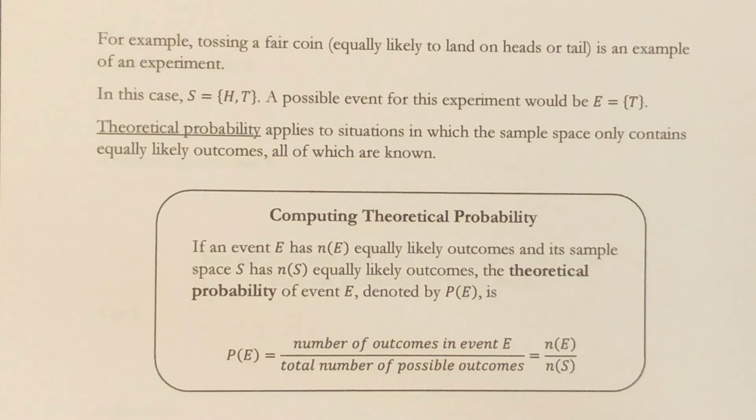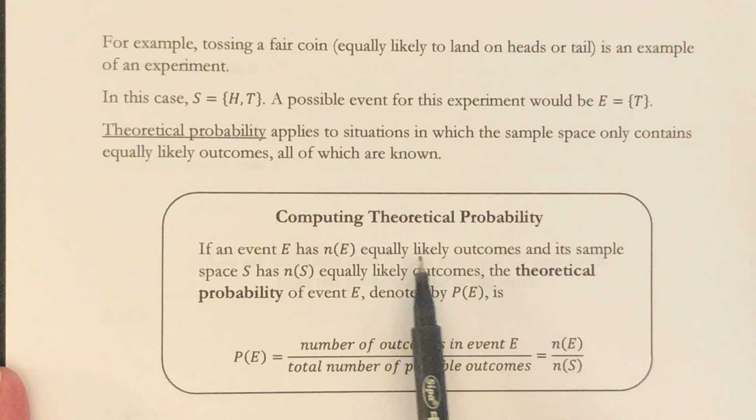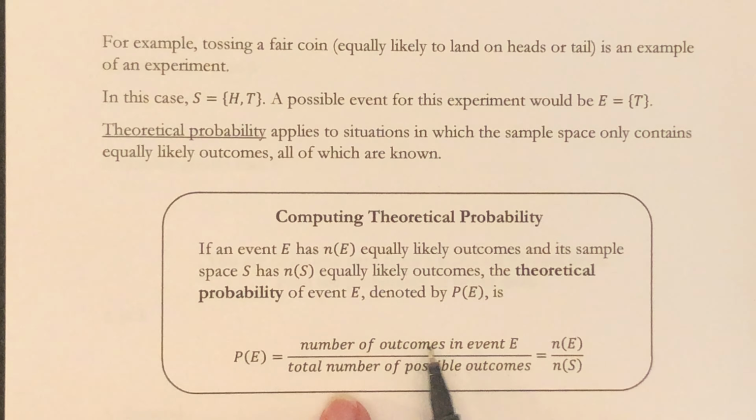So how do we compute the theoretical probability? If an event E has n of E equally likely outcomes, and its sample space S has n of S equally likely outcomes, then the theoretical probability of event E, denoted by P of E, is the number of outcomes in event E, the number of ways we can have E happen, over the total number of possible outcomes for our experiment. We're going to be working a lot of examples with this, so if it's not perfectly clear yet, don't worry about that.